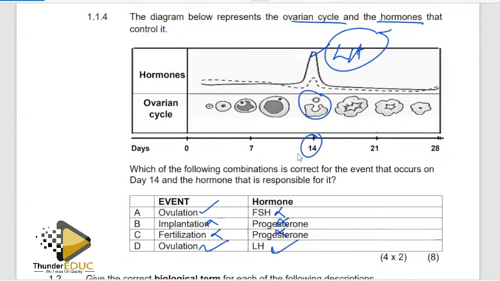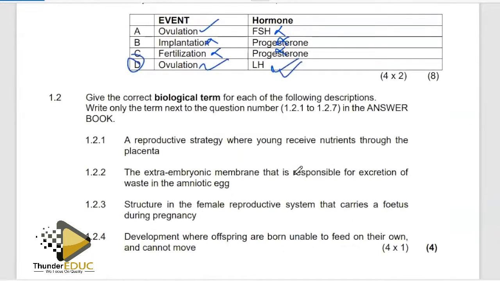Ovulation, perfect, and then is luteinizing hormone. So we see that we talked about it. So D becomes the most correct answer. Yes, guys, I think those people who wrote this paper, you are able to get the marks. It was not a difficult paper so far. And if you got 8 out of 8, clap your hands for yourself.